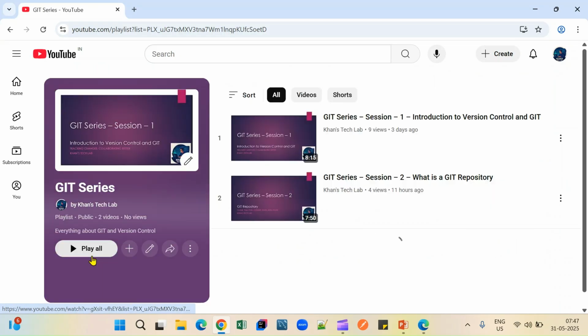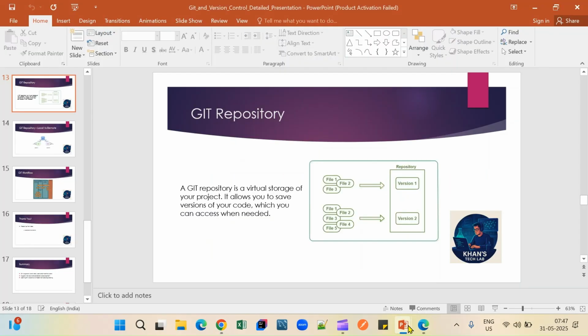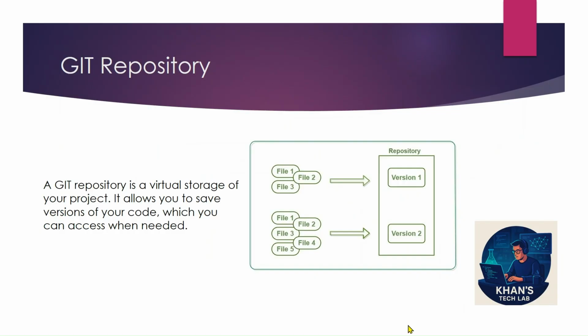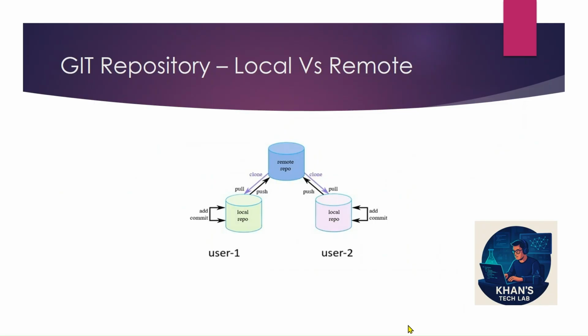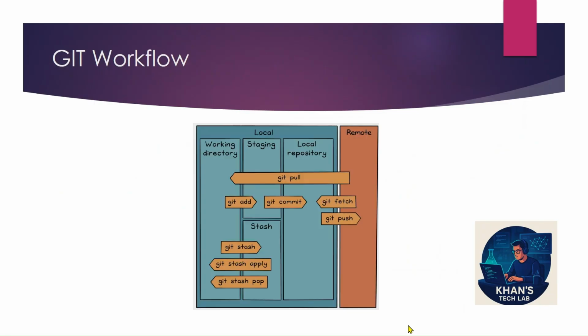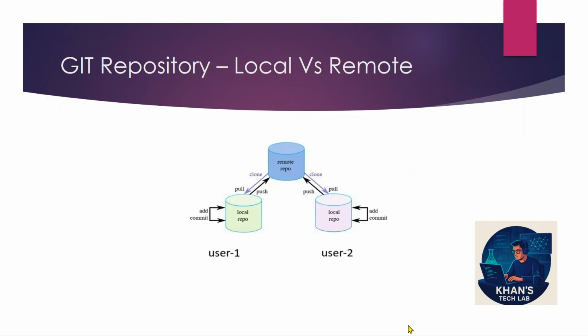As you know, we are working on the Git series and we have covered a few sessions. In the last session, we covered what a Git repository is, the types of Git repository, and how the Git workflow will happen. In this session, in order to create local repositories, as you can see in the picture, we need Git to be installed on the machine.